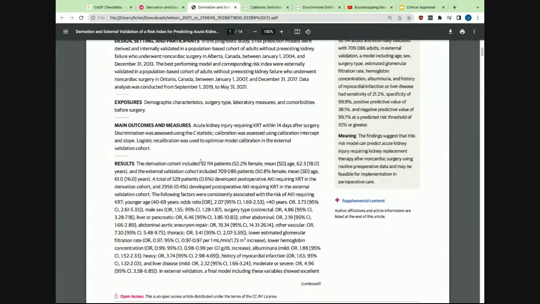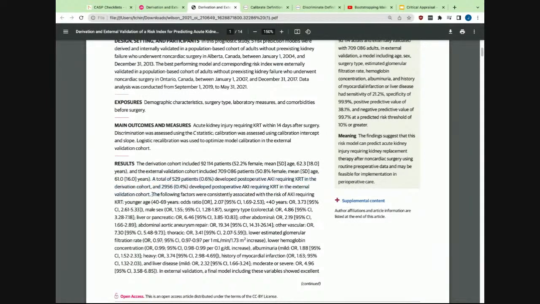And finally, the results. Here looks like a lot of words. So I want to teach you how to pull information out, and so you learn to start breaking it down. First, here's just a description. They have derived a cohort using 92,000 patients. And then the external validation, 709,000 patients. Okay, how many had the event?